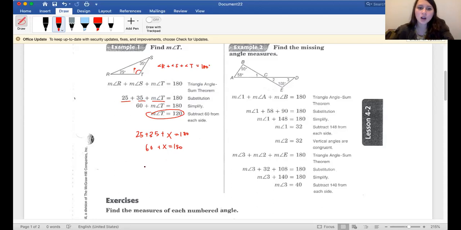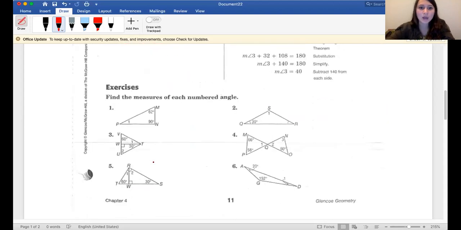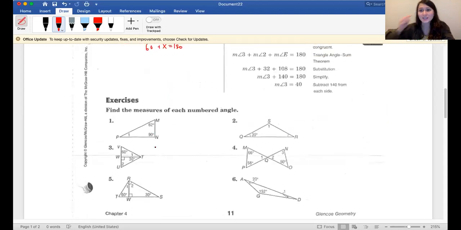So could you not also do 180 minus 25 minus 35 and get what's left? Yes, you could. I would like for you to practice thinking through this theorem by at least showing me the equation of the three angles adding up to 180, because as you set up an equation like this, it also helps you remember this theorem. So I'm going to do 62 plus 90 plus angle 1 equals 180.